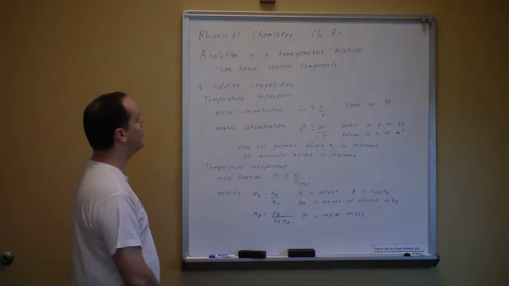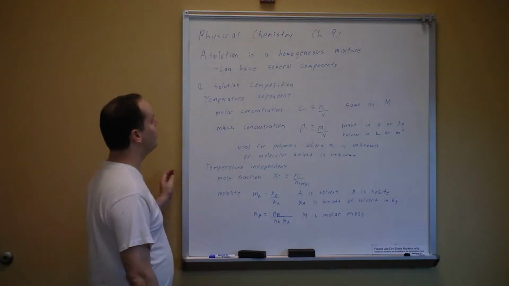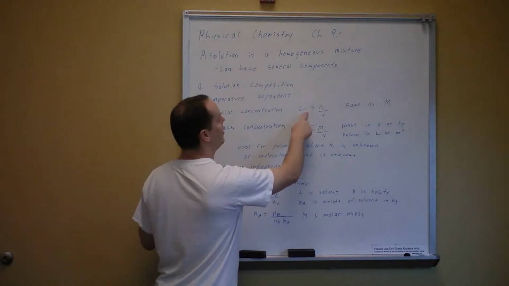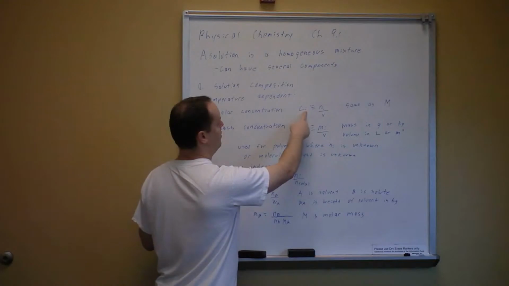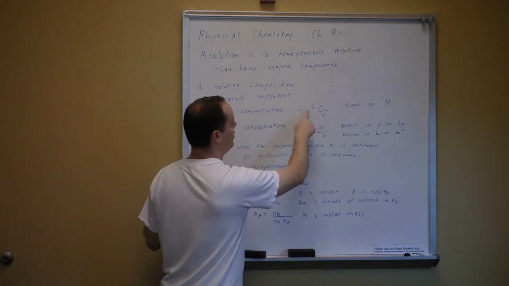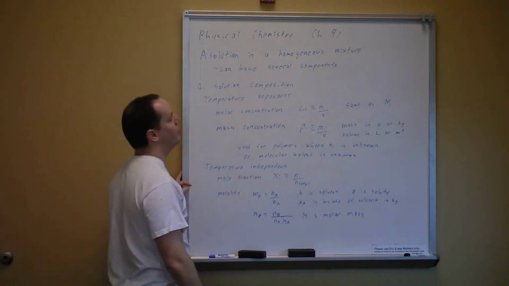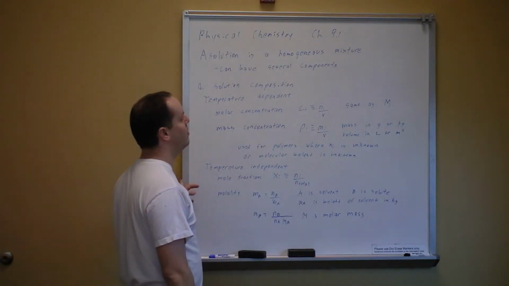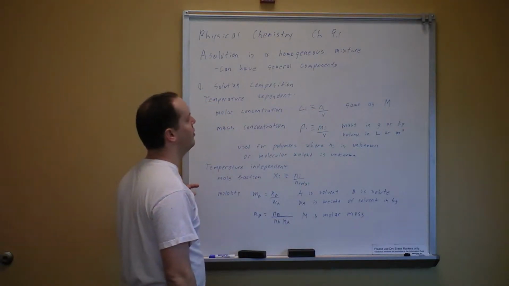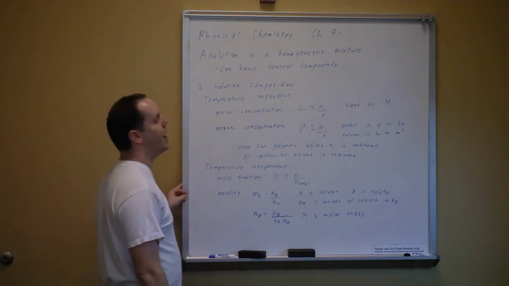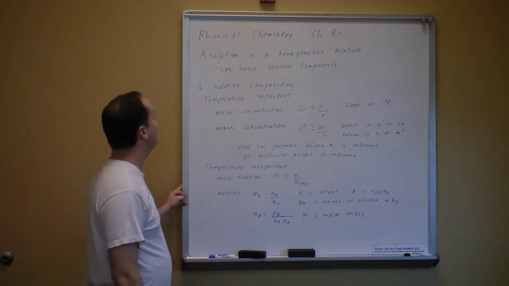Now, examples of temperature-dependent ones, we have molar concentration. That's C sub i, where i is the solute. So C sub i is defined as n_i over V, where n is the number of moles of our solute, and V is the total volume of the solution. This is the same thing as capital M, which is molarity.